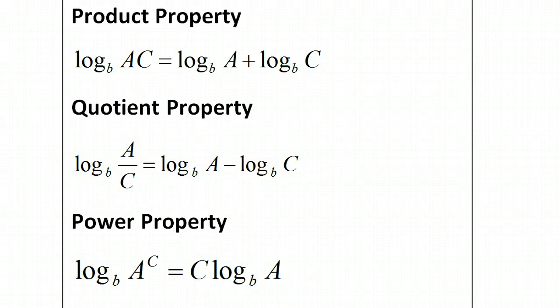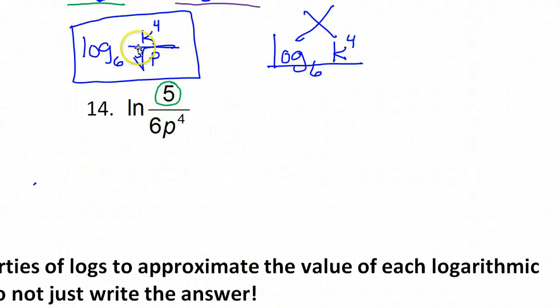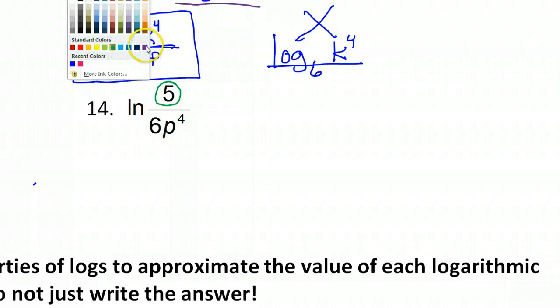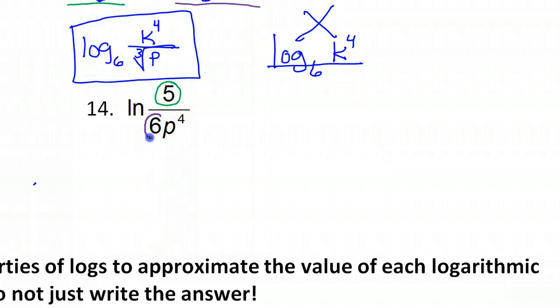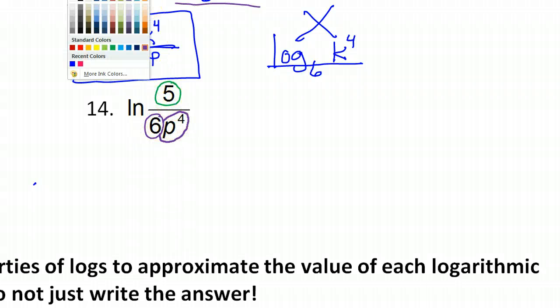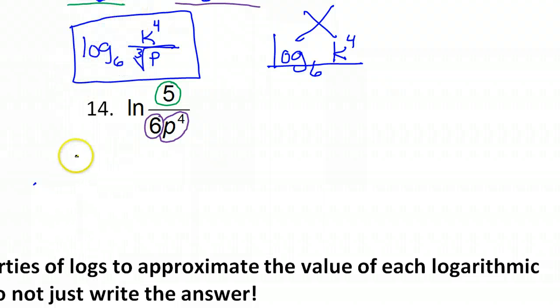Okay, so observe. I've got that 5 in the numerator, but then I've got these 2 things in the denominator. So this green thing's going to be positive, and these 2 purple ones will be negative. If you look at it that way, you can do it all in one shot. Maybe I'll keep the colors going.